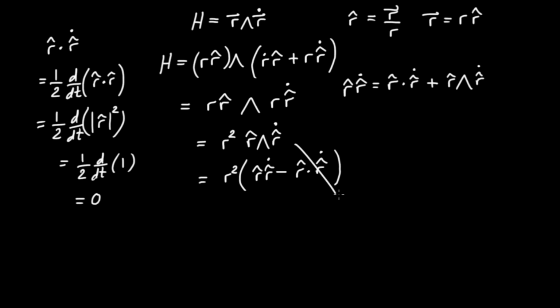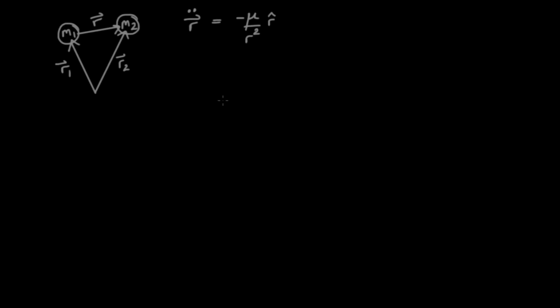So that means I can discard that term, and what I find is that h is equal to r squared times the geometric product r hat dot. So I think that's enough talk about angular momentum. I'd like you to remember that conservation of angular momentum concept. And next we're going to talk about another conserved quantity, namely the conservation of energy.